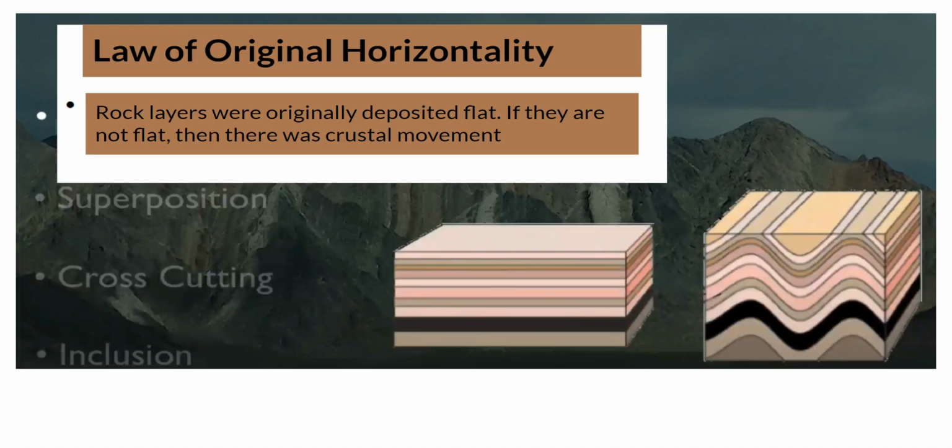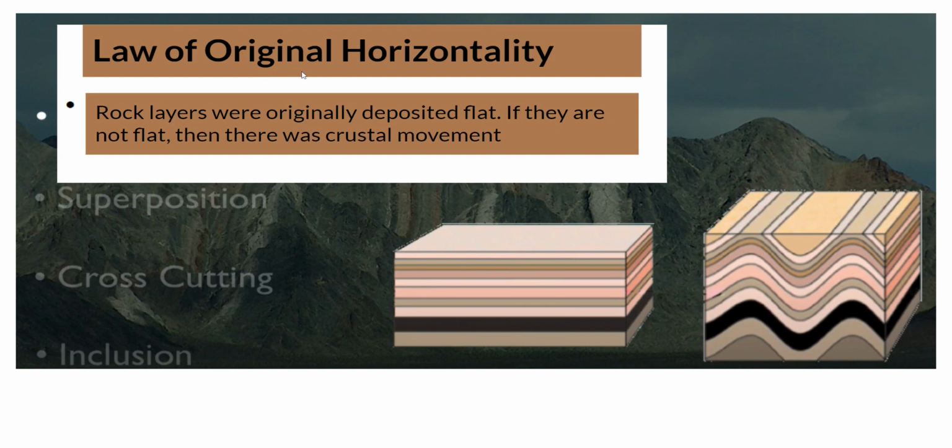Okay, our last law, the law of original horizontality. This law says that rock layers were originally deposited flat. If they're not flat, then there was crustal movement, meaning when the sedimentary rocks started building up or forming, they were originally deposited in layers like this. And if rock layers are found not in layers, kind of wavy, that means that plate tectonic movement must have happened, like convergent boundaries, divergent boundaries, or transform boundaries. The plate must have moved. But originally, all sedimentary rock layers are horizontal.